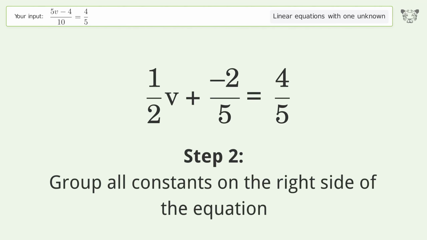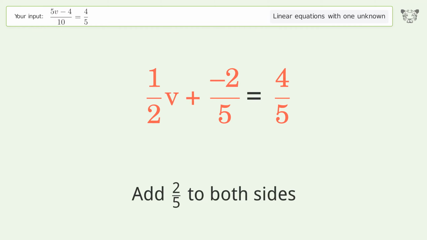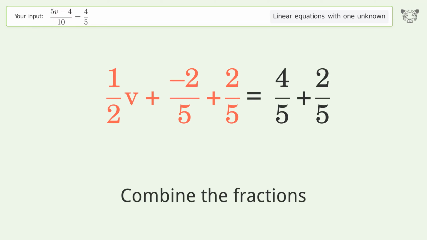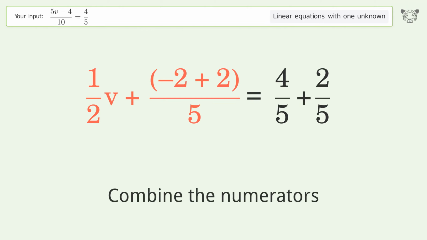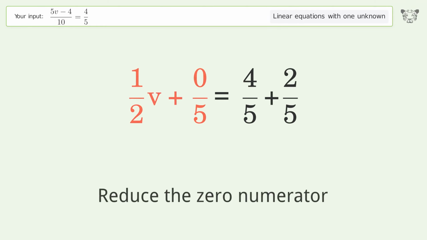Group all constants on the right side of the equation. Add 2/5 to both sides. Combine the fractions. Combine the numerators. Reduce the zero numerator.